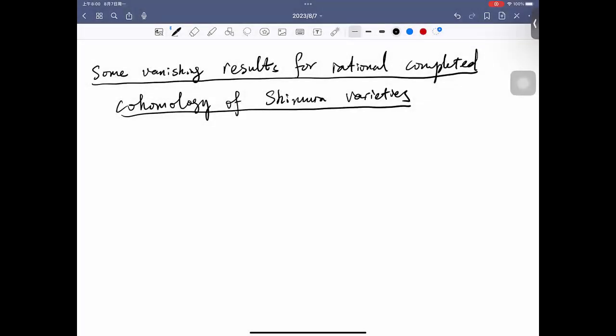So I want to talk about some vanishing results for completed cohomology. I guess you will hear more this week. So this is joint work in progress with Kaiwen Lan.